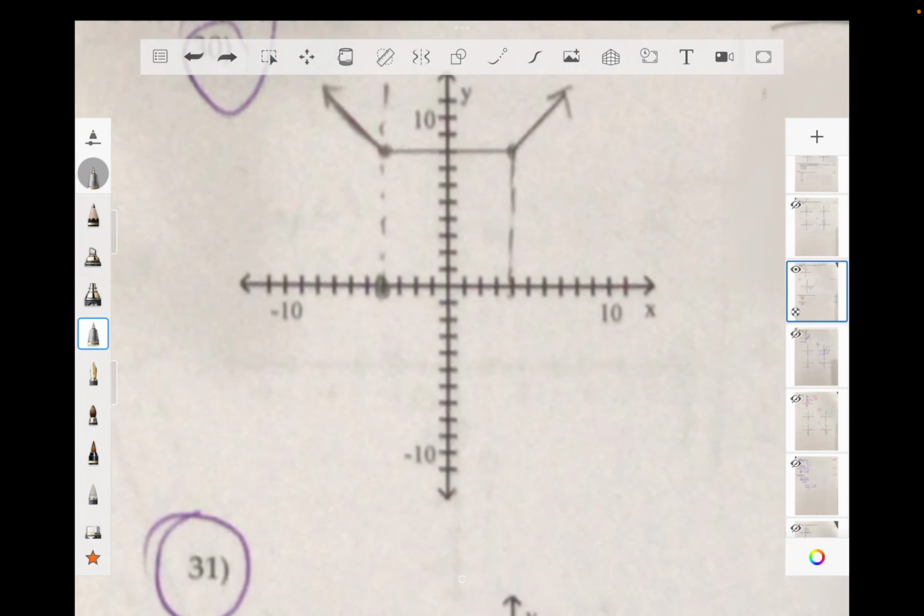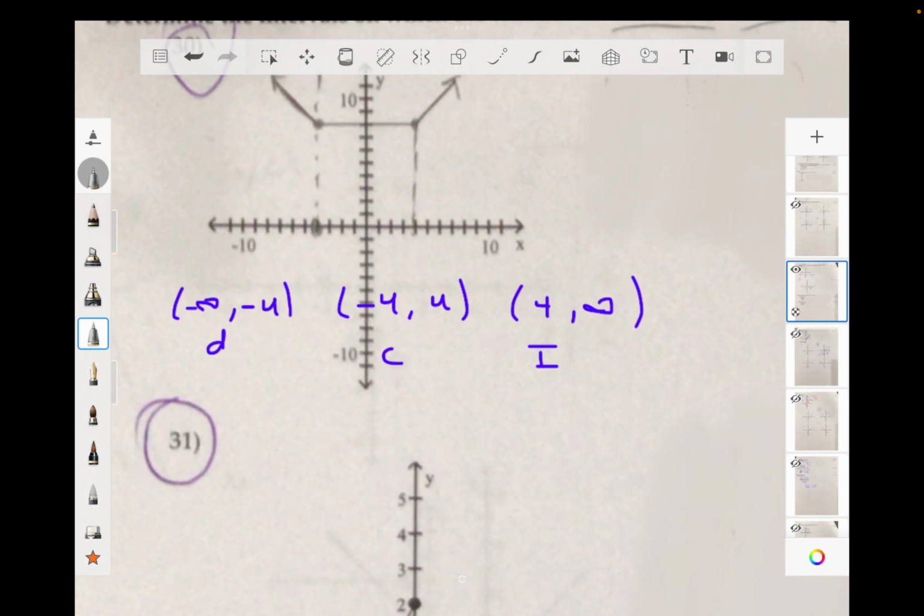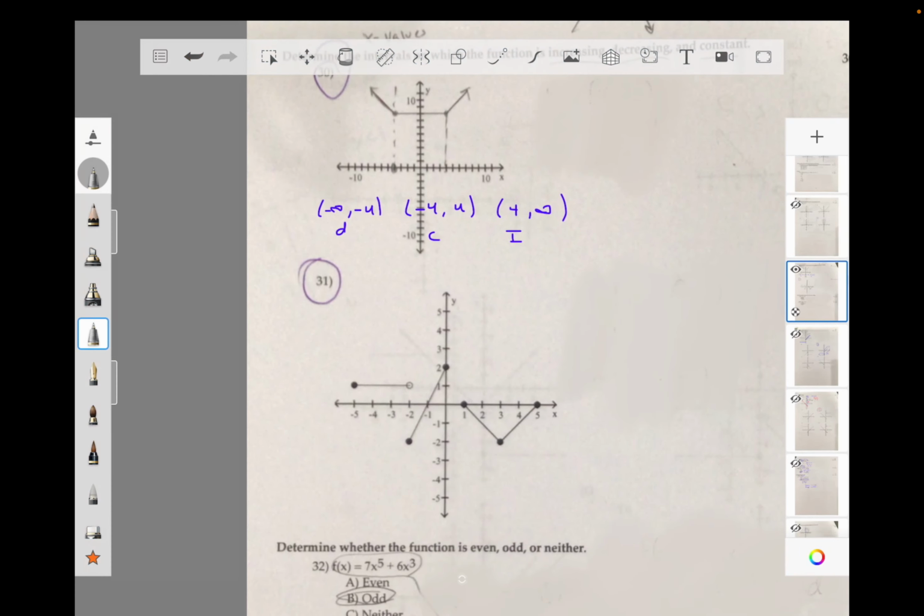So from negative infinity to -4, it's decreasing. From -4 to 4, it's constant. And from 4 to infinity, it's increasing. Write out the full words, but you know, I'm not doing that.